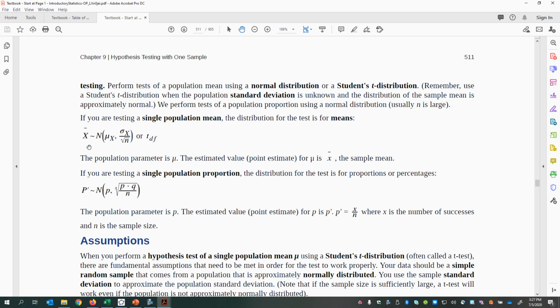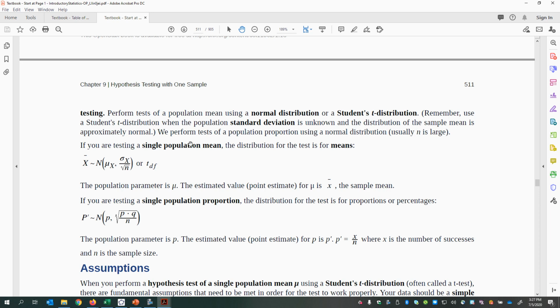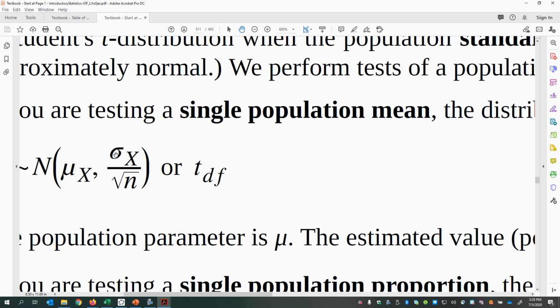All right, so there's more information here, but let's focus on the part just in this first paragraph, which says that when testing means we have a choice between the normal distribution and the student's t-distribution, and that we make the choice based on whether or not we know the standard deviation of the true population. So that would mean the symbol that represents the true population standard deviation is the symbol sigma right there.